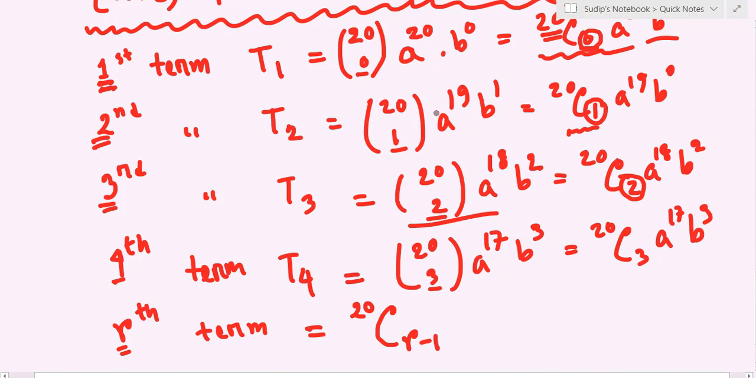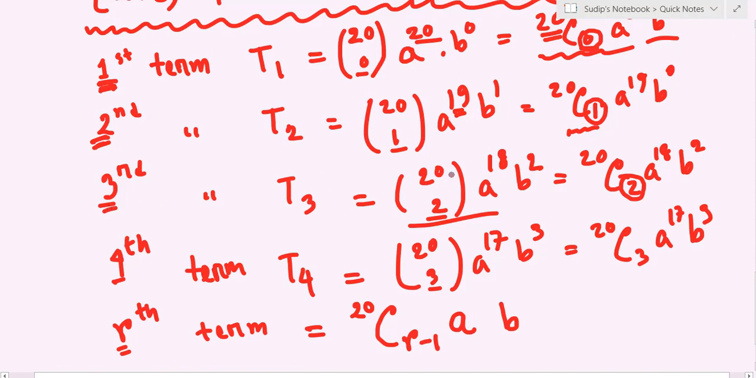Now there will be a here and b here. So what will be the power of a? You can see when it is the first term, it is 20. When it is the second term, it becomes 19.